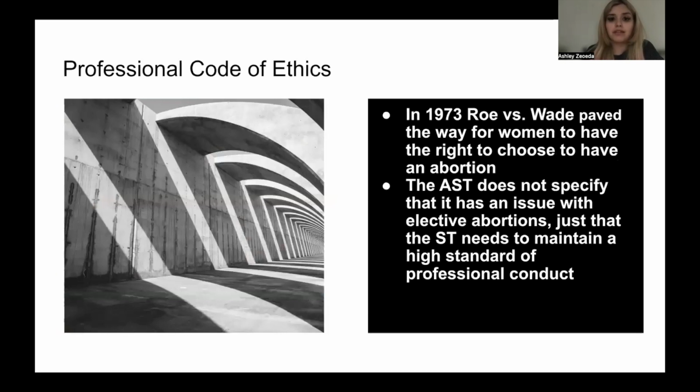Professional Code of Ethics. In 1973, Roe versus Wade paved the way for women to have the right to choose to have an abortion. Pregnant people in California have a fundamental right to choose to have an abortion. The right is protected under both the U.S. and California constitutions. On June 24, 2022, the U.S. Supreme Court overturned Roe v. Wade, which recognized that women have a constitutional right to abortion.